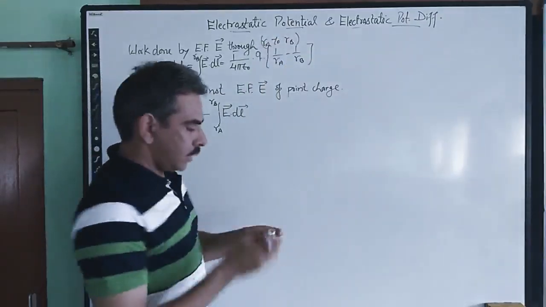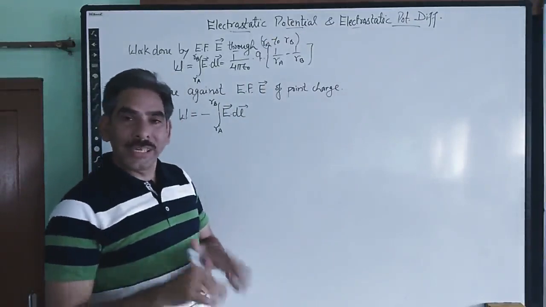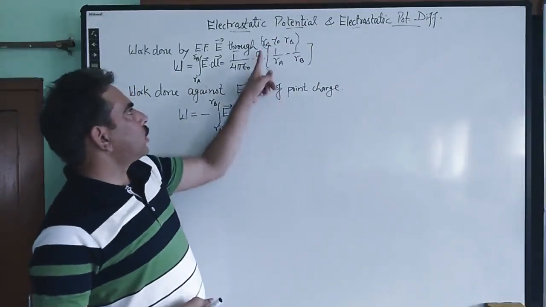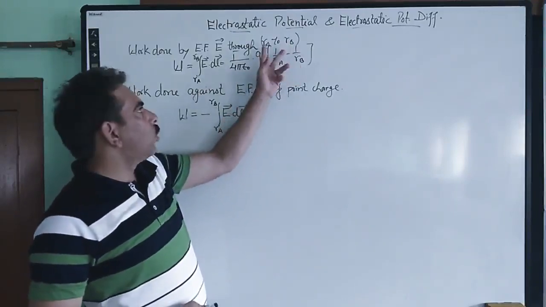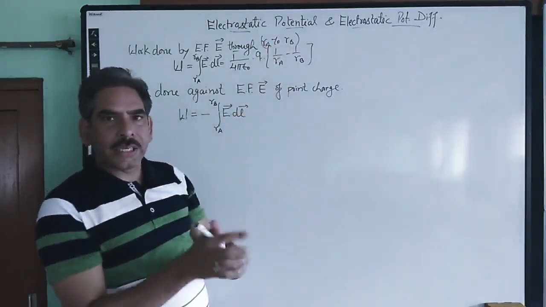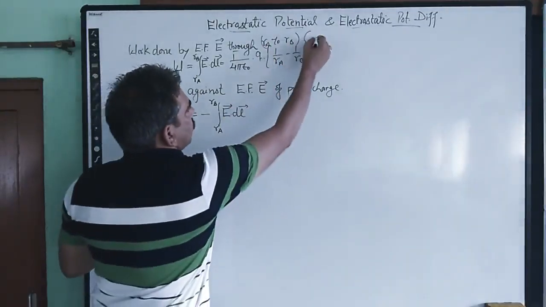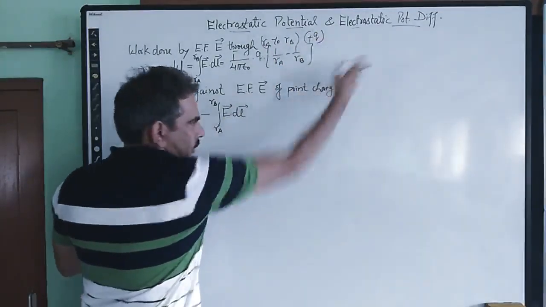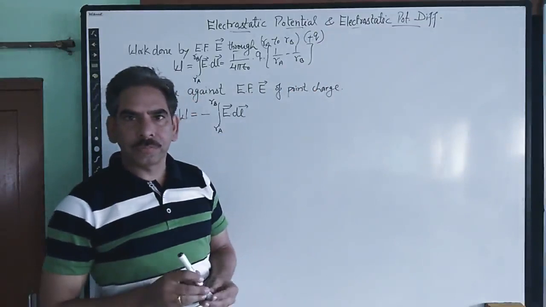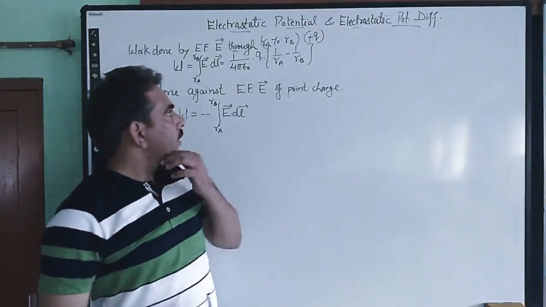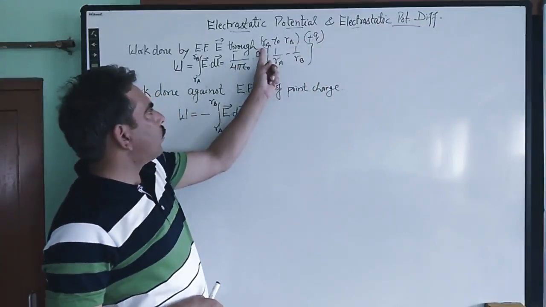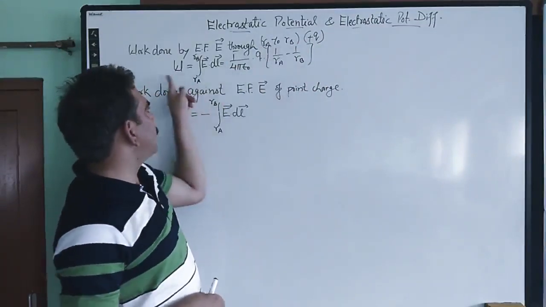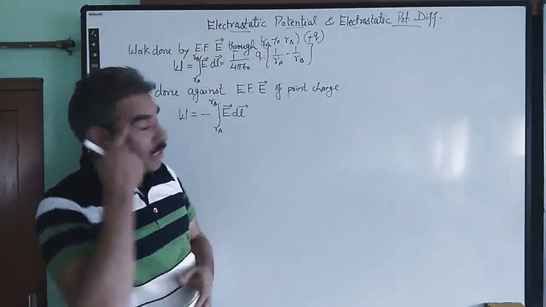So whenever the electric field is doing the work in taking the charge from initial position RA to final position RB, when both these positions are within the electric field of the given charge plus Q, as we have discussed in our last video, you may check that. So the work done by the electric field of this charge from point RA to point RB is given by this expression as we have discussed here.